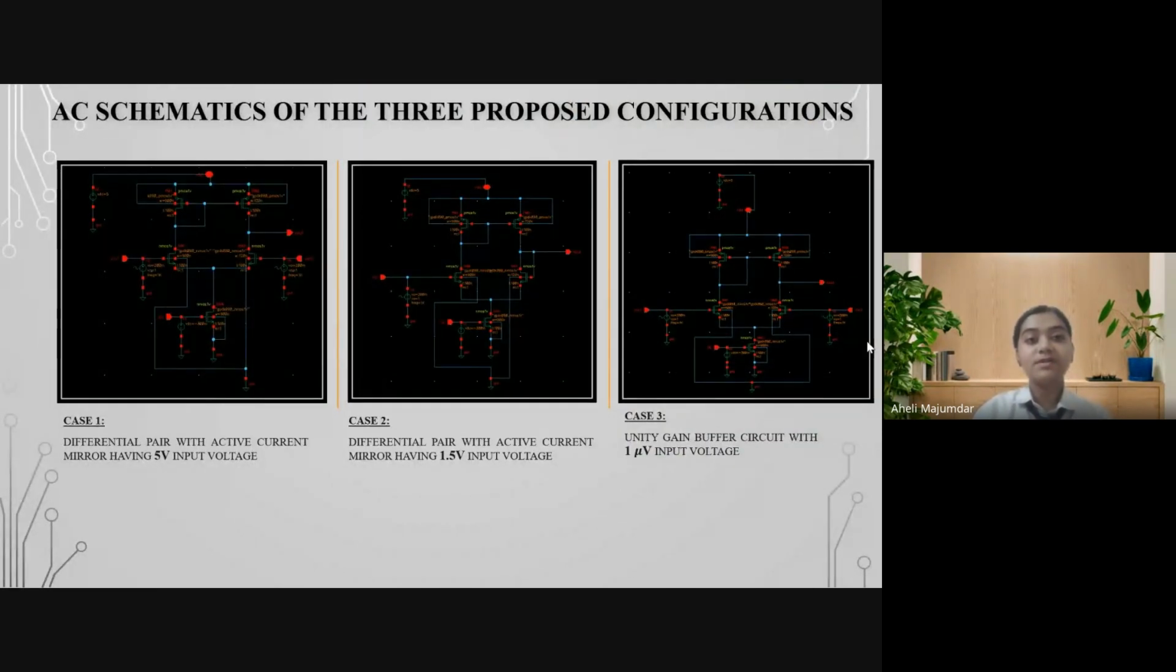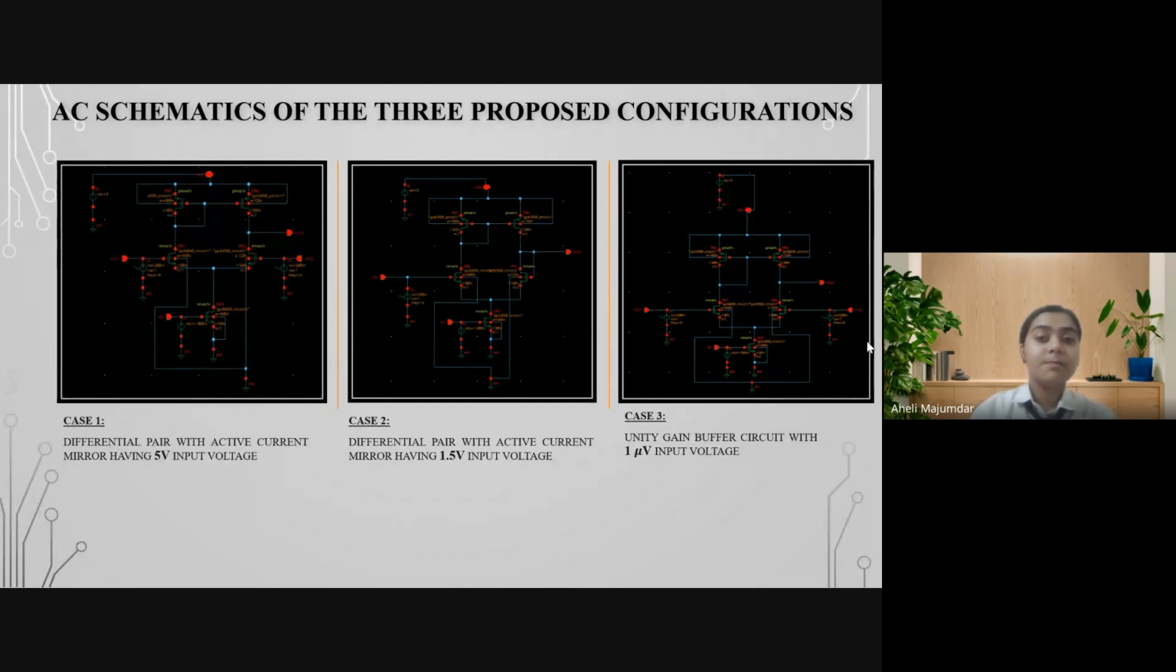This slide shows the schematic diagrams of the three configurations we proposed in our study. The first one represents a differential pair with active current mirror having 5-volt AC input voltage. The second figure also showcases a differential pair, but this time having 1.5 volt as the input voltage. The last figure represents a unity gain buffer circuit with the lowest input voltage, that is 1 microvolt.